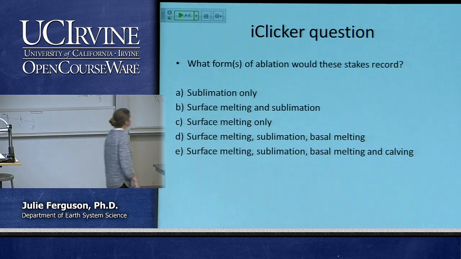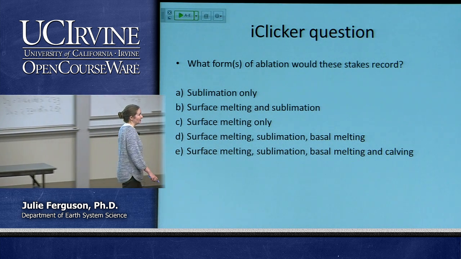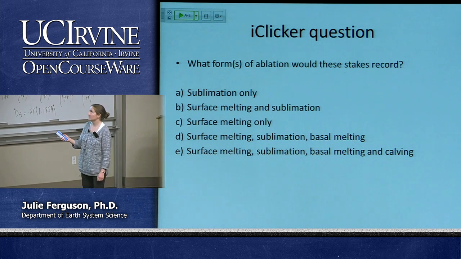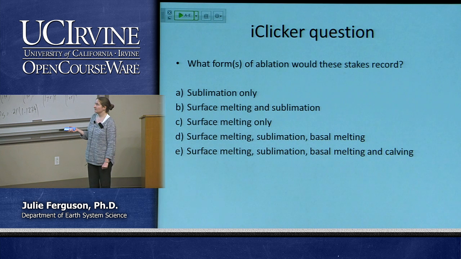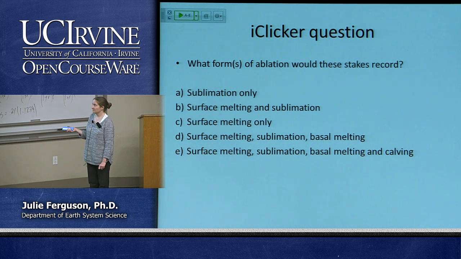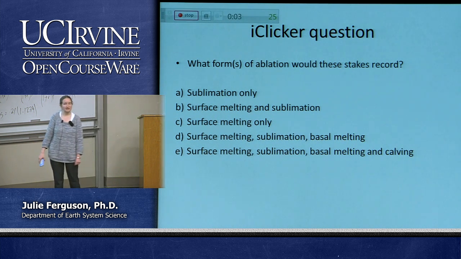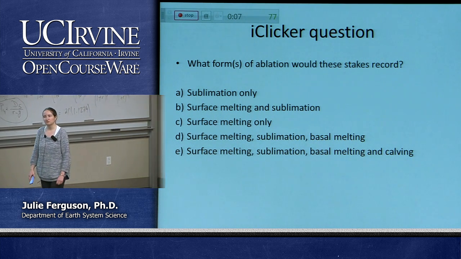So if we have our ablation stakes, that's all very well. But what are our ablation stakes actually measuring? Those ones that we stick into the surface of the glacier. Is it sublimation only, the surface melting and sublimation? Surface melting only? Do we include basal melting in there, or basal melting and carving? What are we actually measuring by using those ablation stakes, do you think? So consult your neighbor, see what they think too.